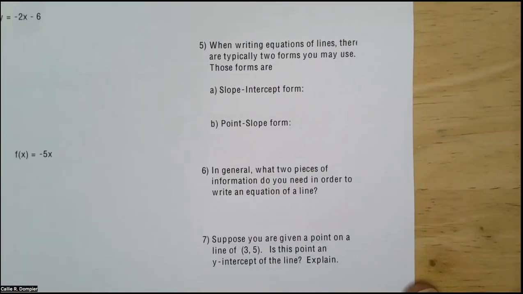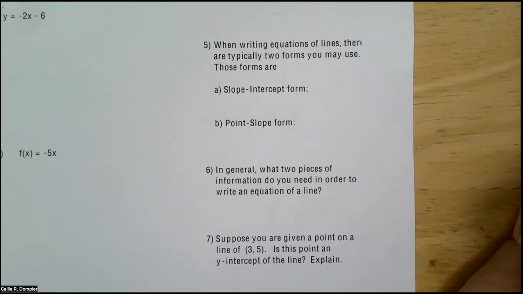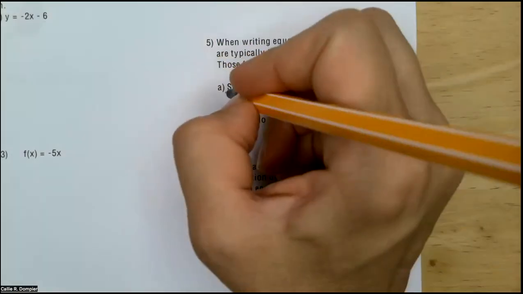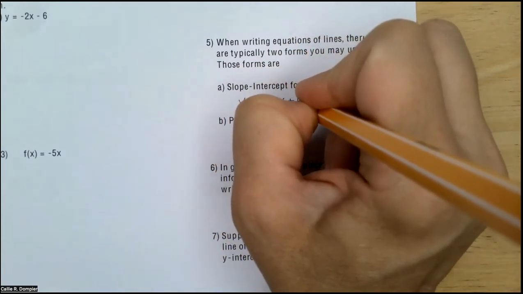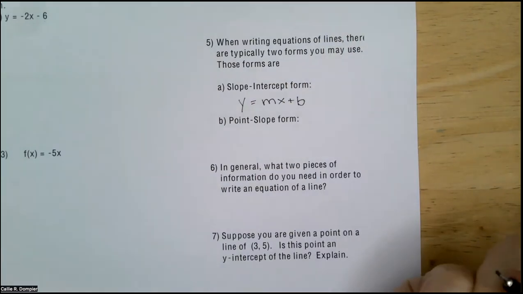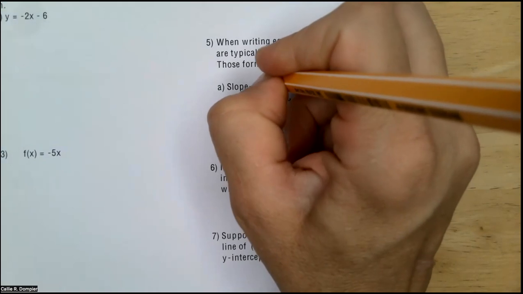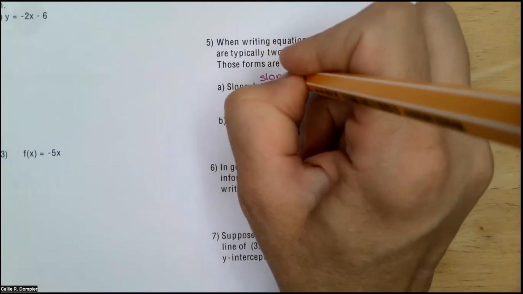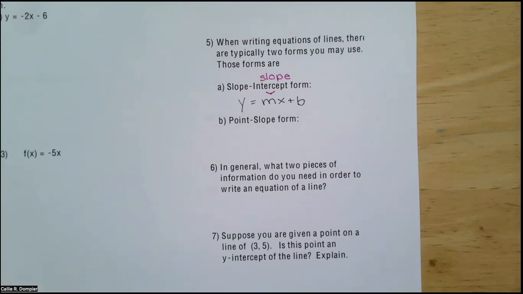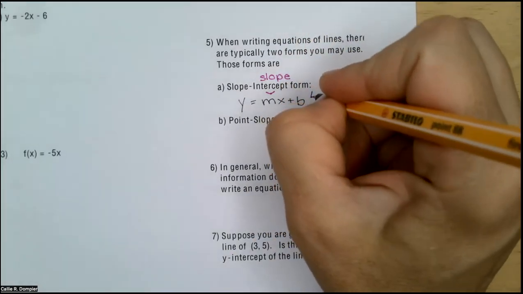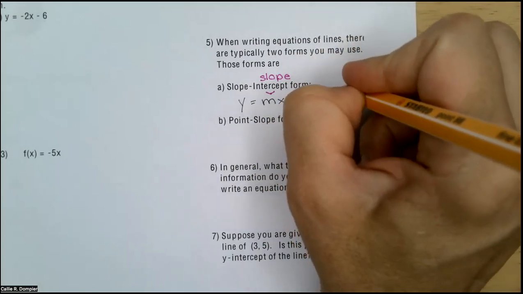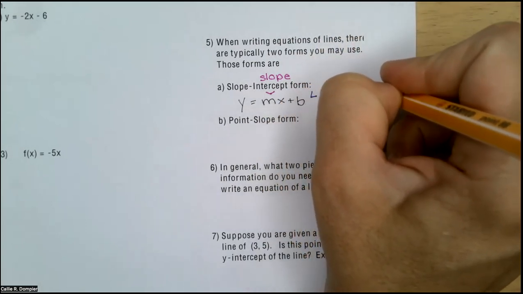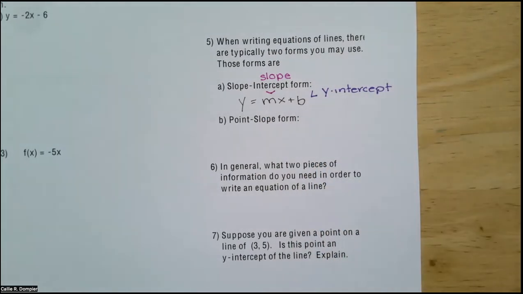Let's skip down to 5, okay? When writing equations of a line, there are two forms you may use. The forms are slope-intercept form, y equals mx plus b, where m is the slope and b is the y-intercept. So in this slope-intercept form, that is our slope. And then this number, including whether or not it's positive or negative, is our y-intercept, or where this line crosses y, okay?